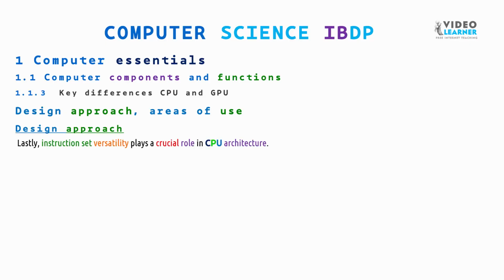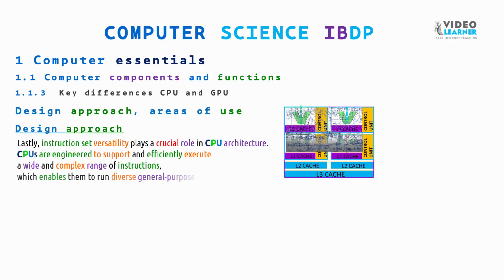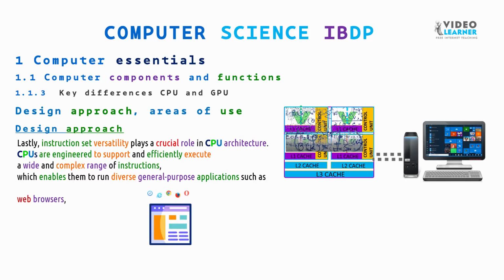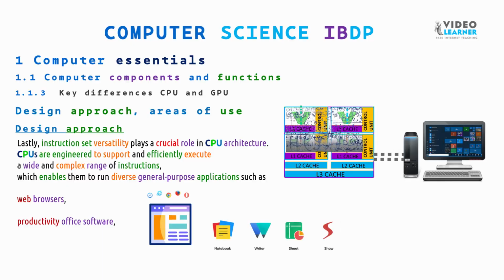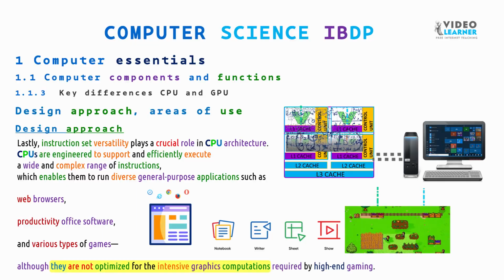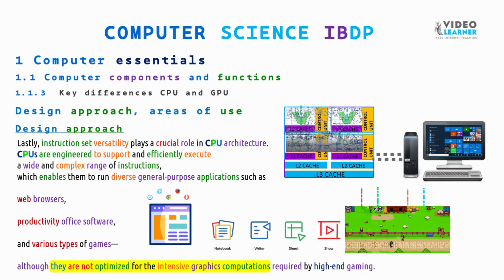Lastly, instruction set versatility plays a crucial role in CPU architecture. CPUs are engineered to support and efficiently execute a wide and complex range of instructions, which enables them to run diverse general-purpose applications such as web browsers, productivity office software, and various types of games, although they are not optimized for the intensive graphics computations required by high-end gaming.